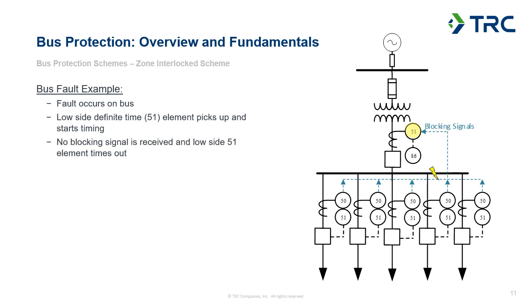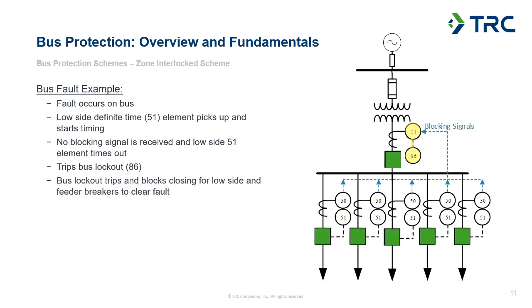Because no blocking signal is sent from the feeders to the low side element, it'll allow the time overcurrent element in the transformer low side to time out after the short coordination delay we'd set to allow the blocks to apply. But in this case, they never came, so it can then trip the breaker or the lockout to operate all of the breakers at the bus. So typically that lockout would trip everything on the bus to clear the fault, even though just the transformer low side protection was required to be tripped, as that was the only source. Generally, we'll isolate the whole bus for a bus fault condition like that.